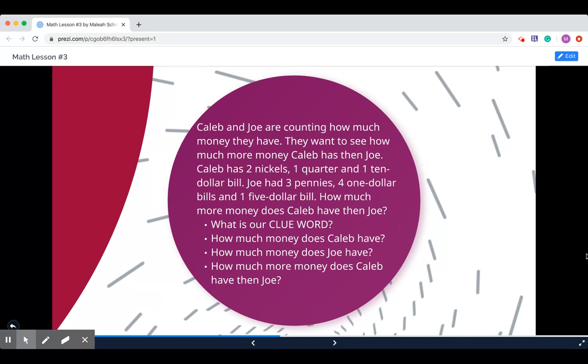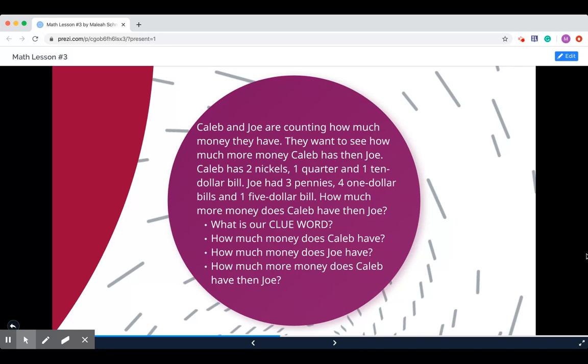Now that we know how much Caleb has, let's find out how much Joe has. He has 3 pennies, 4 $1 bills, and 1 $5 bill. So remember, with those cents, we're going to put them after our decimal with that dollar sign out in front. Joe has $9.03.